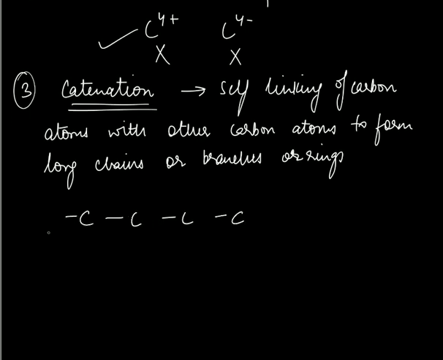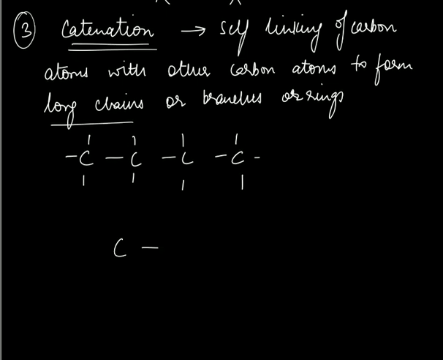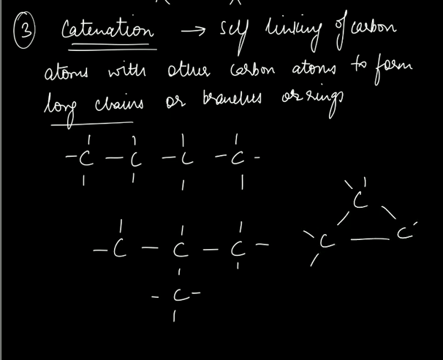Now, I'm not showing other elements like hydrogens that we usually put. Carbon is always going to form four bonds, right? So I'm just showing the bonds over here, not the atoms. So this is a straight chain, so long chains, or it can be a branch. A branch can be something like this. Again, you have to show the bonds because carbon will always form four covalent bonds. Then it can also be in the form of rings, closed chain structures, something like this.